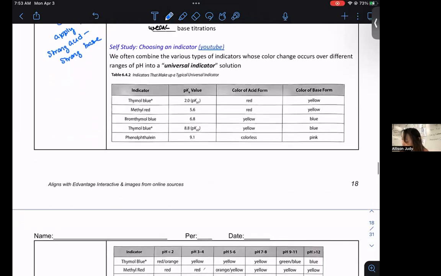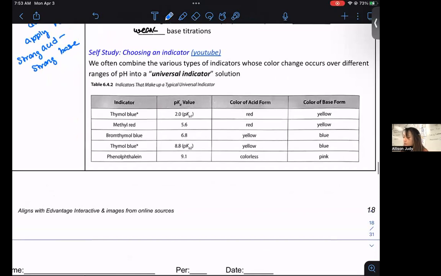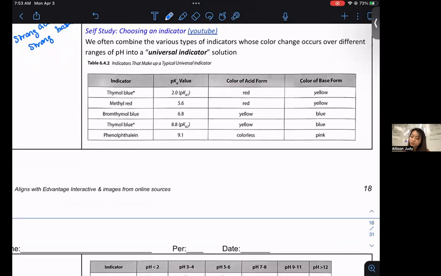So quickly, what we have here is a quick table about various indicators that we use. Oftentimes we combine a ton of indicators that have different pH ranges to cover the full spectrum of the pH scale, and we call that a universal indicator. Notice I say that oftentimes our color turns pink. Lots of our pH transition points or equivalence points for the labs that we do in class tend to fall in the phenolphthalein range of our universal indicator combination, but it doesn't have to be.